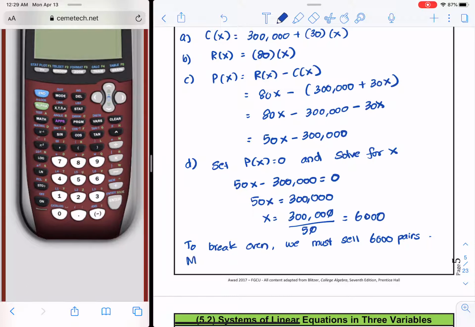And if we are able to sell more than 6,000 pairs, that would imply profit. And if we sell less than 6,000 pairs, we would incur a loss.